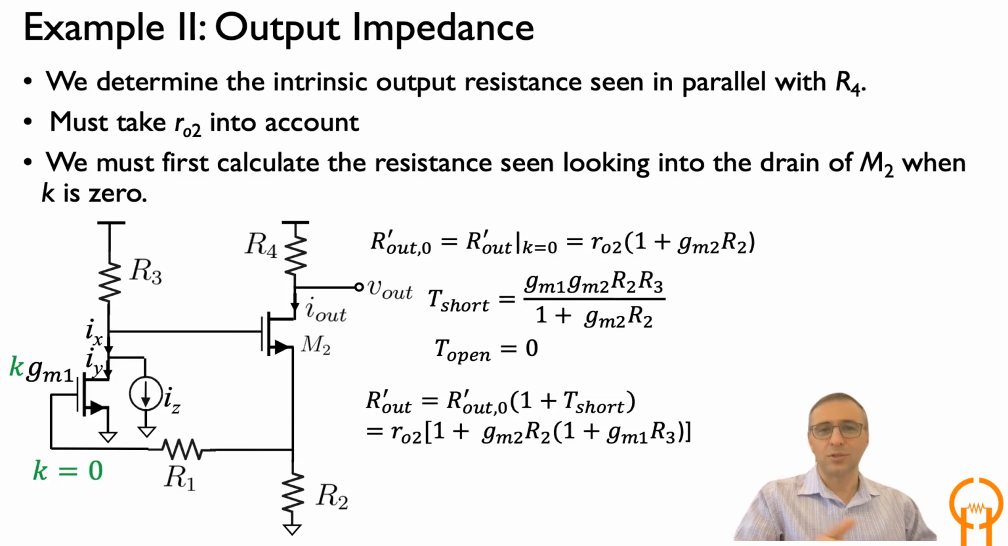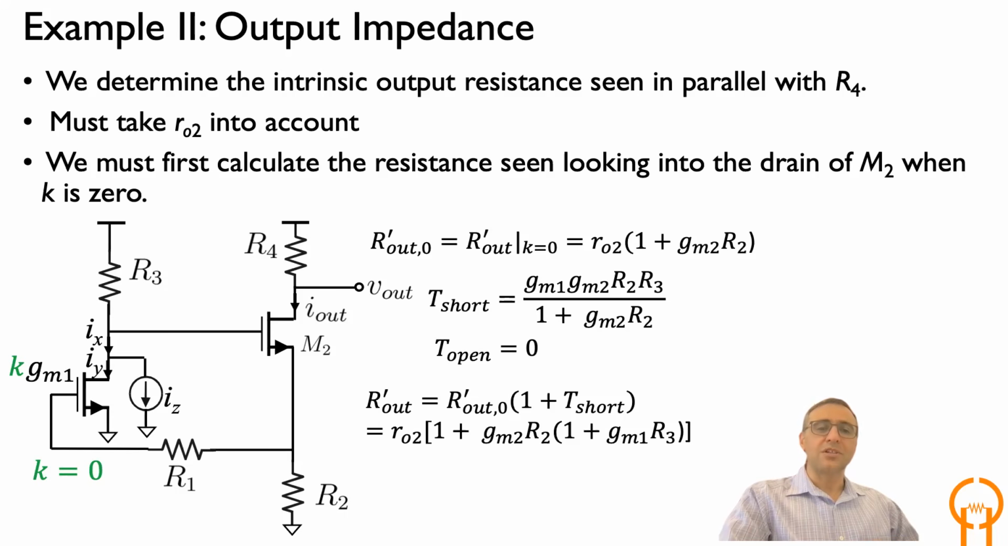So the really important part is R out prime. R out prime 0, which is basically when the source that's chosen to be that of the transistor M1 is 0. So what do we see when we look into that? Well, what we see is basically the RO of the transistor times 1 plus GM2R2. It's the classic calculation for a MOSFET with source degeneration. So that's the output impedance.